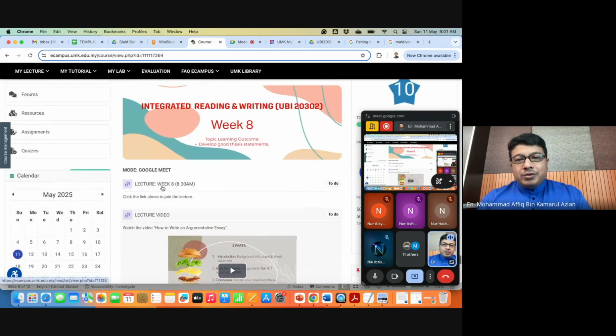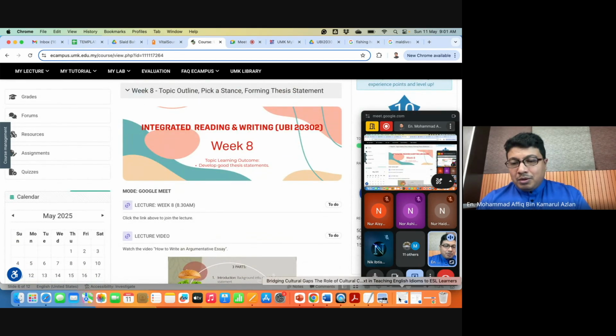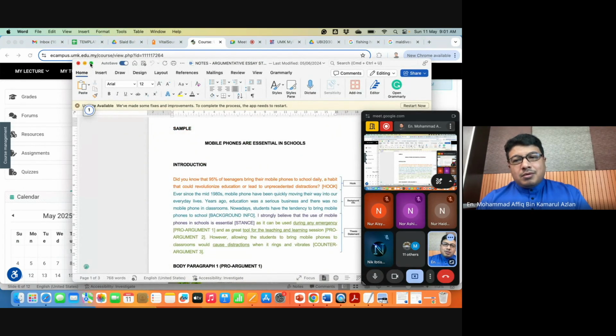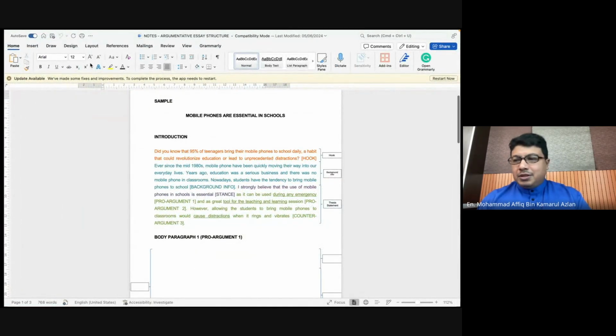All right, now I'm going to show you some more examples of writing the introduction paragraph. Can you see the screen here? If you cannot see the screen, please let me know. Introduction paragraph only. Mobile phones are essential in schools. Do you agree or disagree? Should we allow students to bring mobile phones or not?